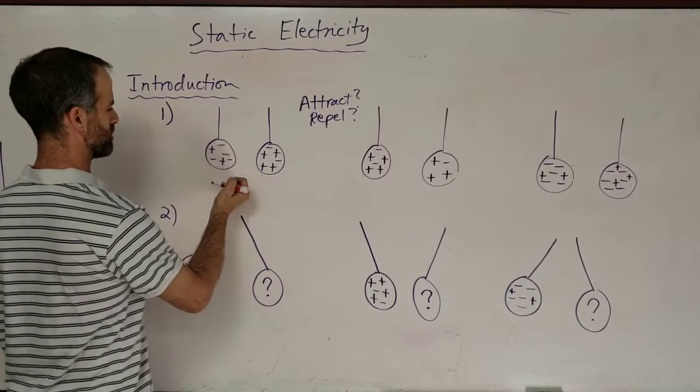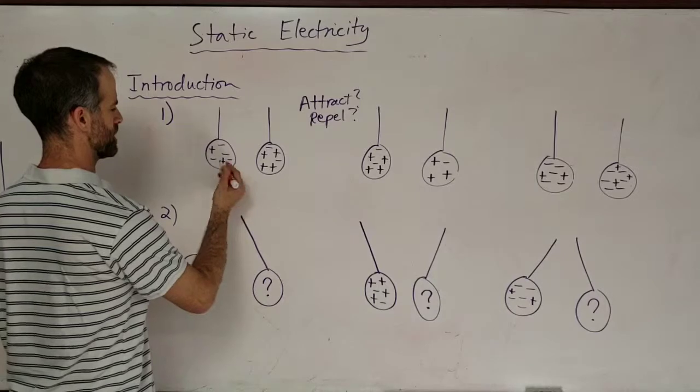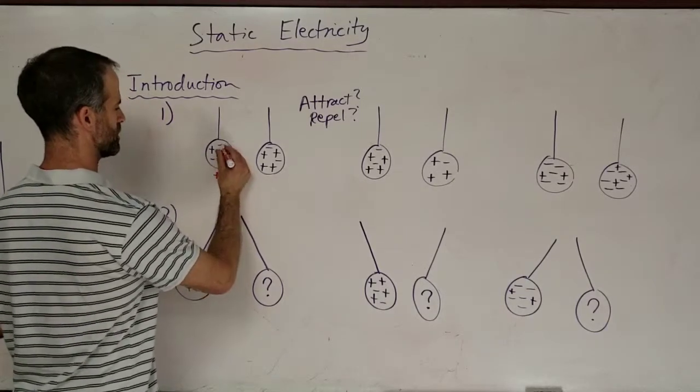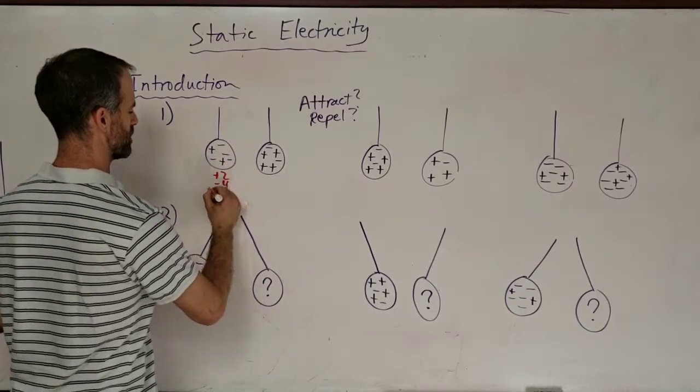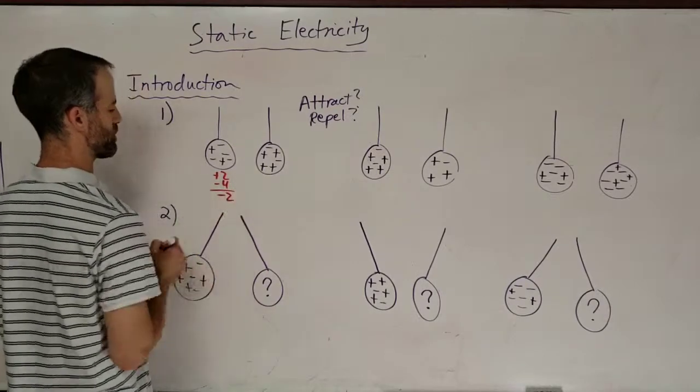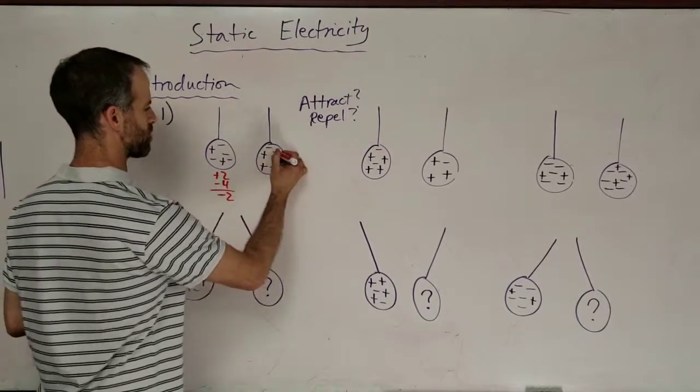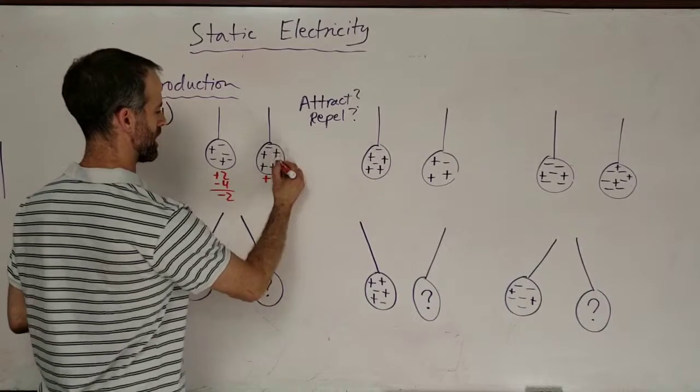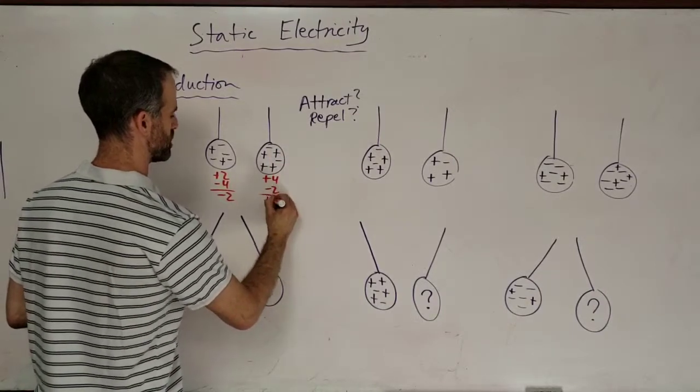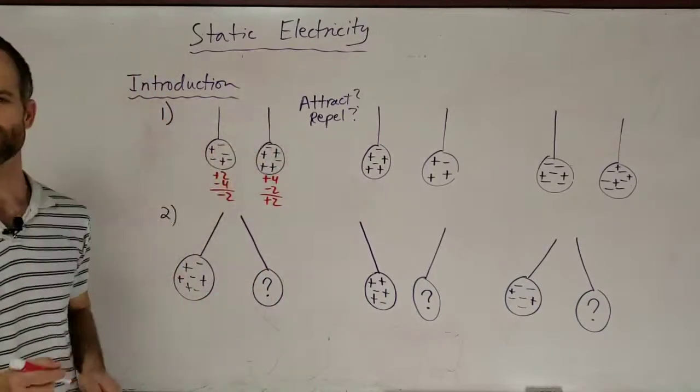Take a look. How much charge does this have? It has +2, and I count 4 negatives, so it has an overall charge of -2. This one has 4 positives and 2 negatives, +2. Is it going to attract or repel?